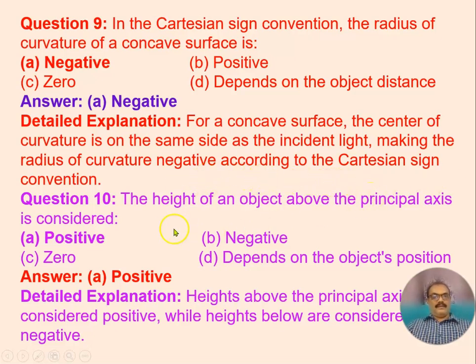Question 10. The height of an object above the principal axis is considered A. Positive. B. Negative. C. 0. D. Depends on the object's position. Answer A. Positive. Detailed explanation. Heights above the principal axis are considered positive, while heights below are considered negative.